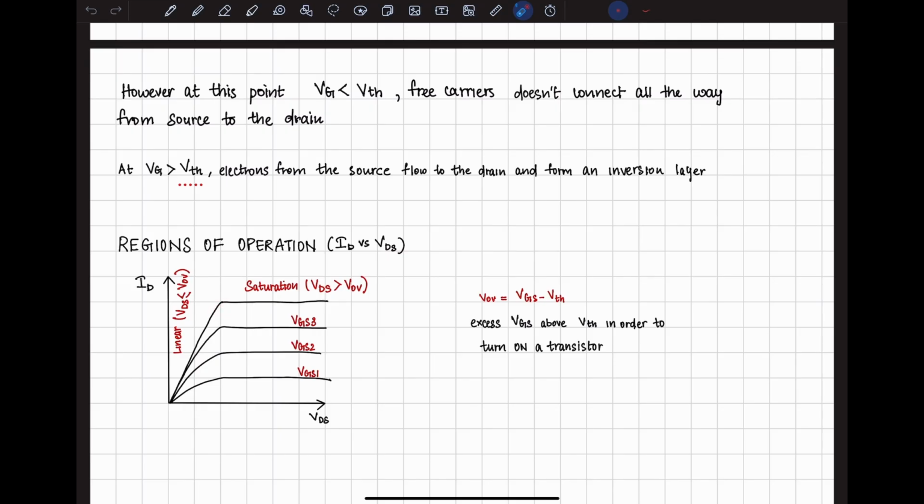When the drain source voltage becomes higher than the overdrive voltage, the MOS enters the saturation region. This is the region in which most amplifiers are operated. The interesting characteristic here is that for a particular gate to source voltage, you can see that the drain current remains almost constant in the saturation region.